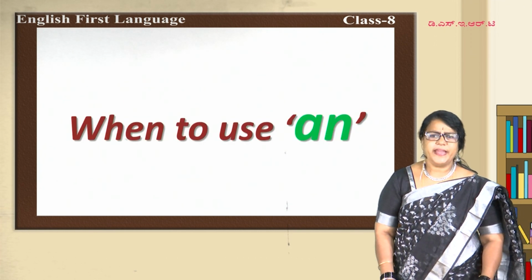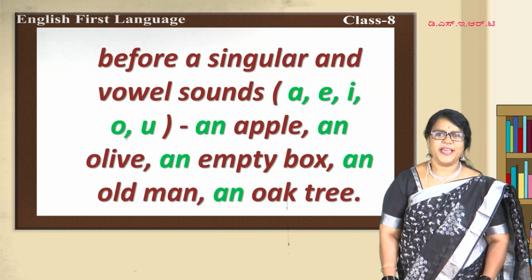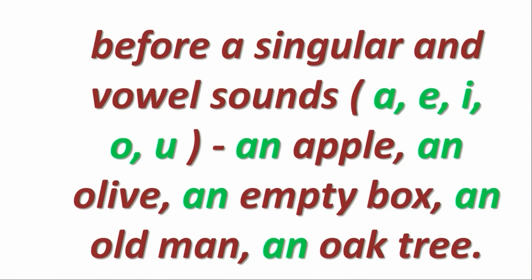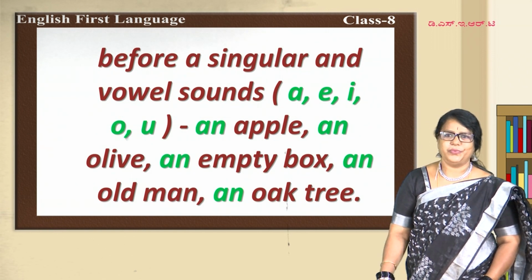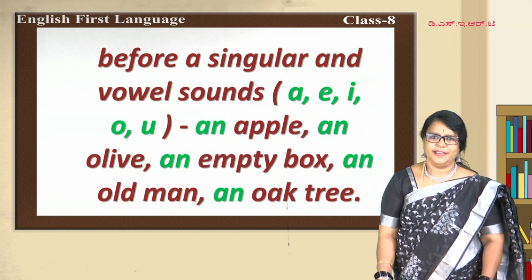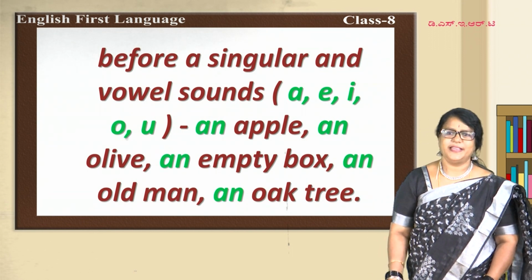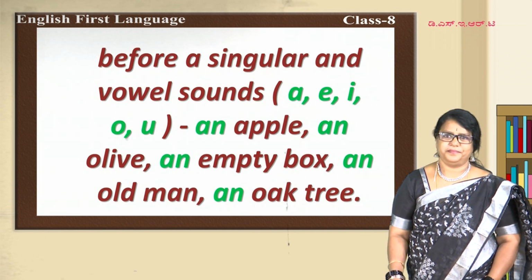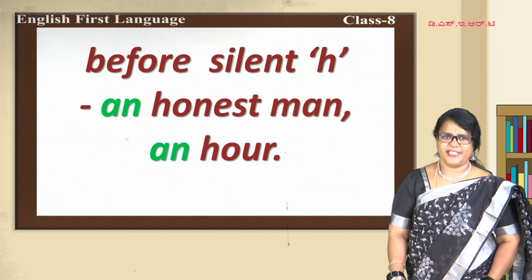Let's see when to use an. An is used before a singular and vowel sound: A, E, I, O, U. An apple, an olive, an empty box, an old man, an oak tree. An is used before silent H: an honest man, an hour.